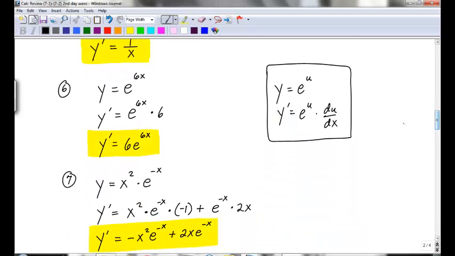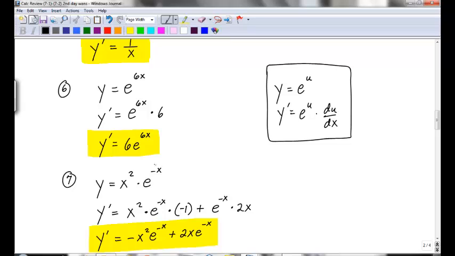Okay, so here's product rule. Leave the first one the same, so that's the x squared, times the derivative of e to the negative x. That's e to the negative x, then times the derivative of that exponent, which would be a negative 1.